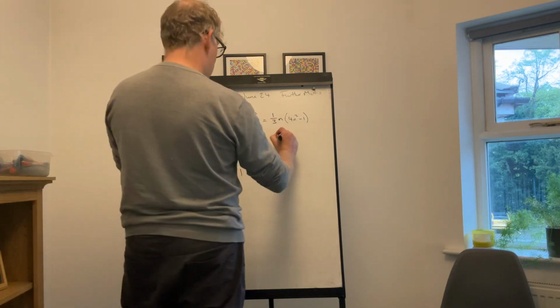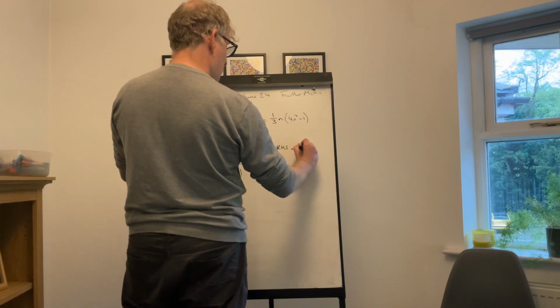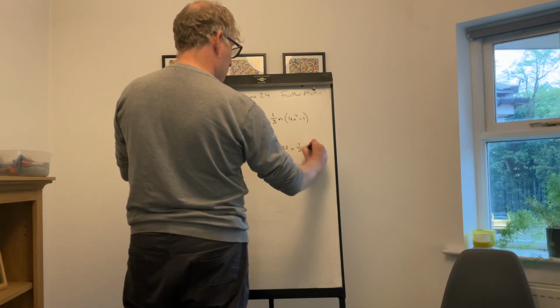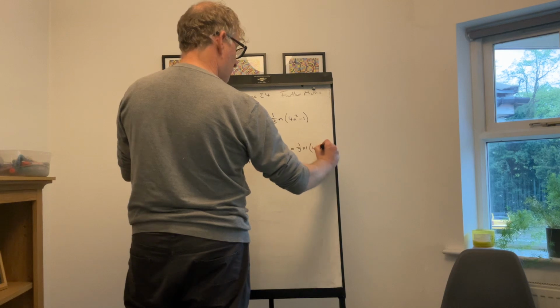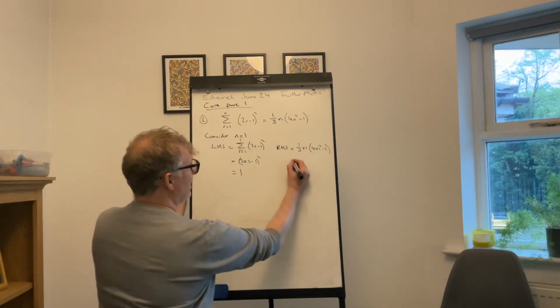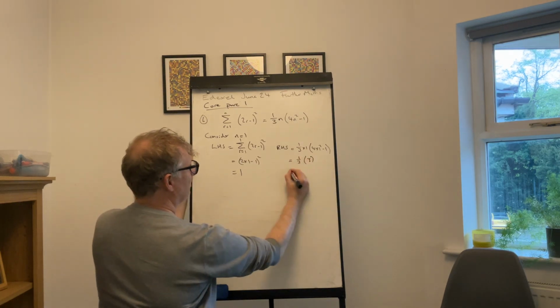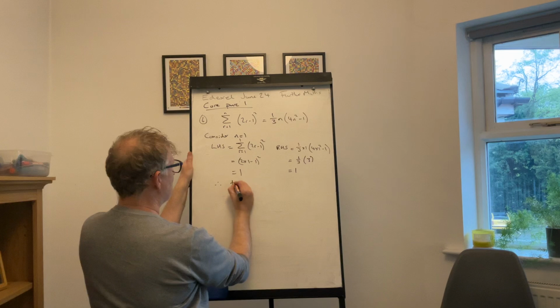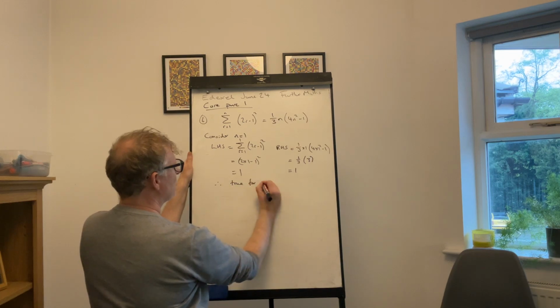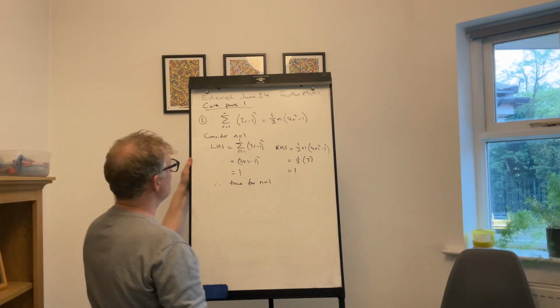And then the right-hand side is equal to a third times 1 times (4 times 1 squared minus 1). So basically putting 1 into the right-hand side. And we work that through and we get a third times 3, we get 1. So it's therefore true for n equals 1. So you've shown it works for the very, very basic case, the very first case.